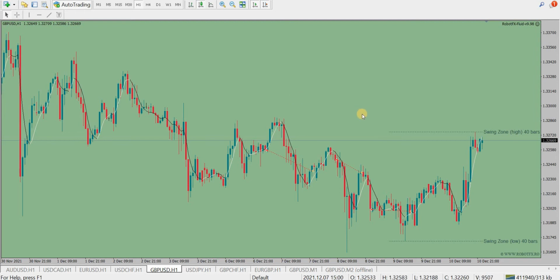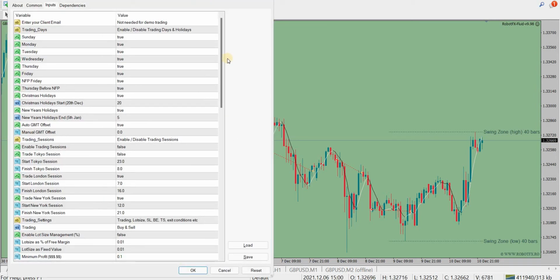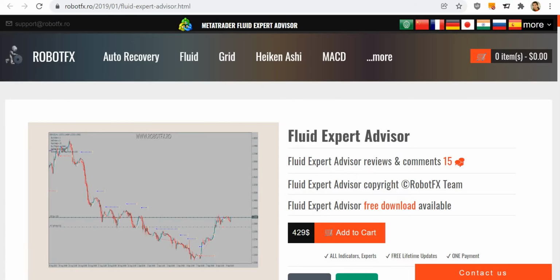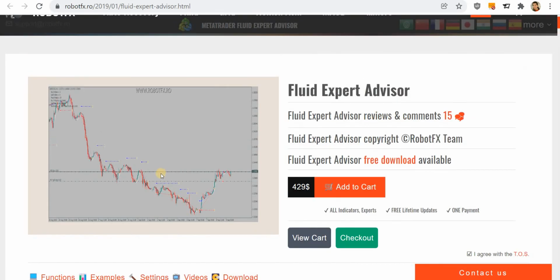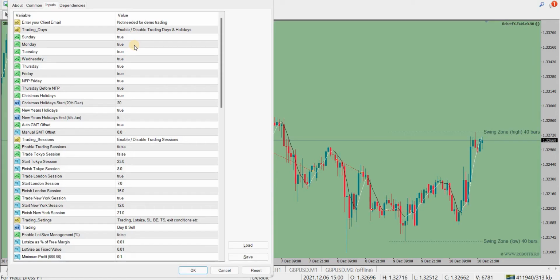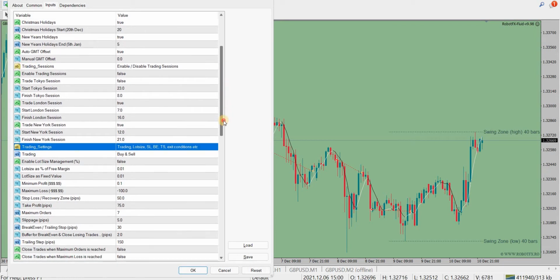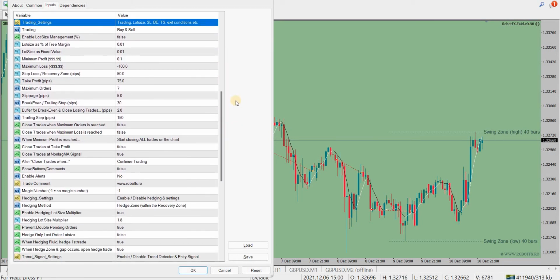I'm going to show you only this because I will emphasize also on the Renko trading. And as you can see, I'll show you the settings first, and feel free to pause the video if you want and go to the RobotFX.ro Fluid web page and read about the settings and what they do. So I'm not using the time filters. So those are the default settings. I'm trading 24/7. I was.